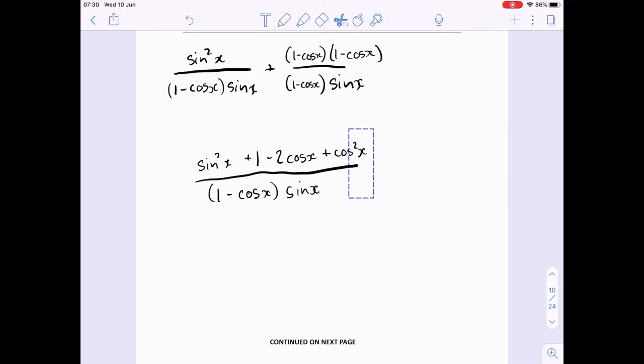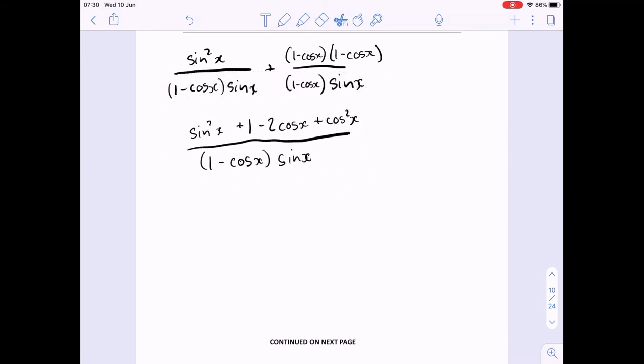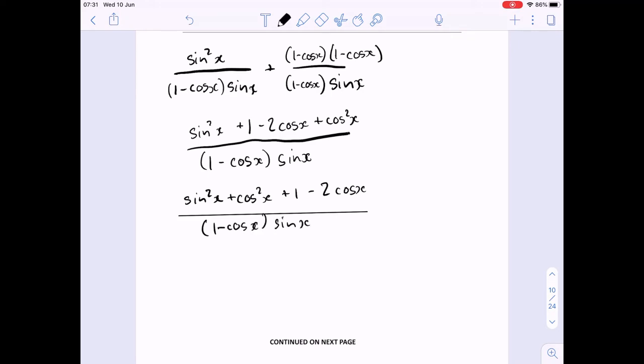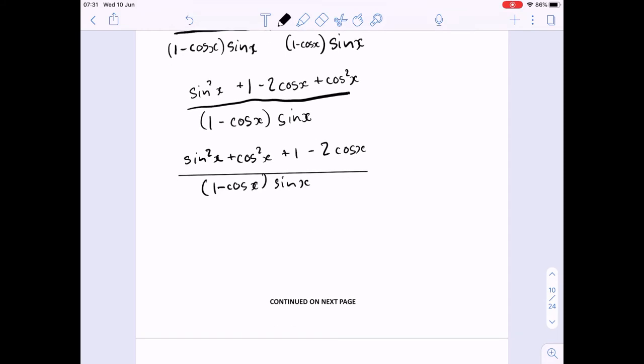In fact, what I am going to do, I'm just going to shift this up a little bit. But this does result in sine squared x add cos squared x. So I want to emphasize that I'm using this add 1 minus 2 cos x, over our denominator of 1 minus cos x times sine x. So sine squared plus cos squared is going to equal 1 plus 1 minus 2 cos x.